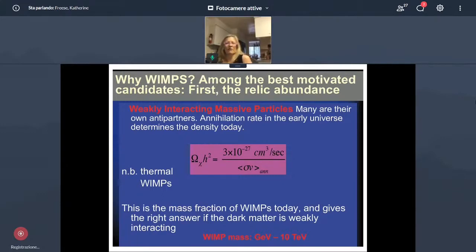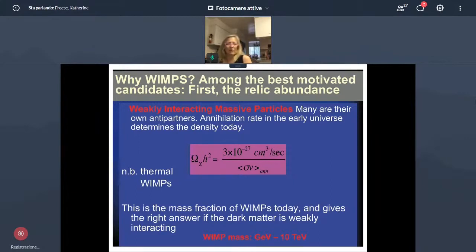Many of them are their own anti-partners. In the early universe, they would annihilate among themselves, and we know how to calculate things in a thermal bath in the early universe. And we find how many are left over today after the annihilation stops.